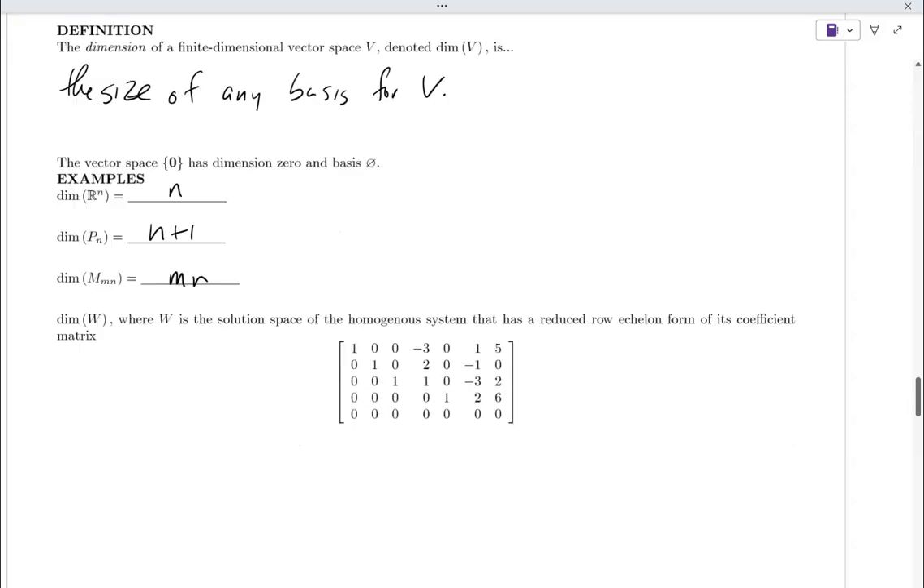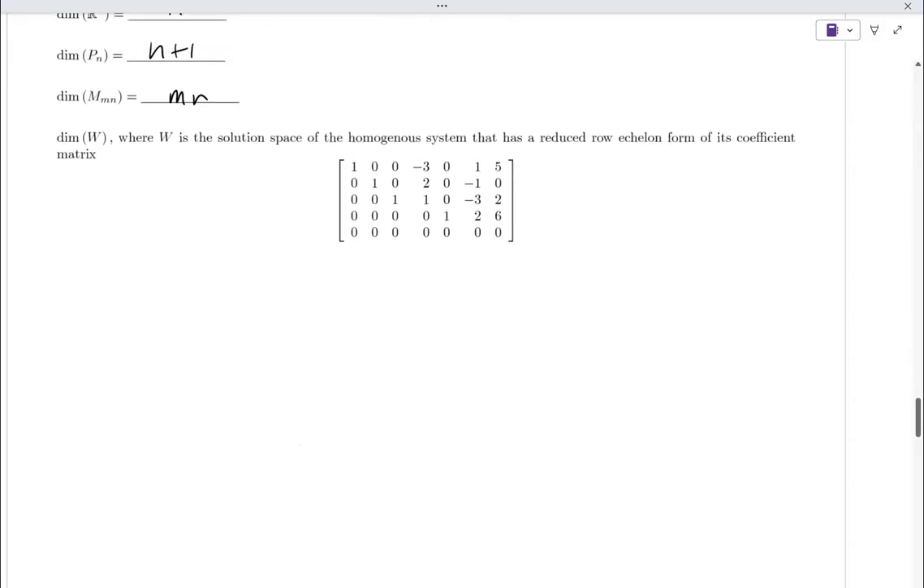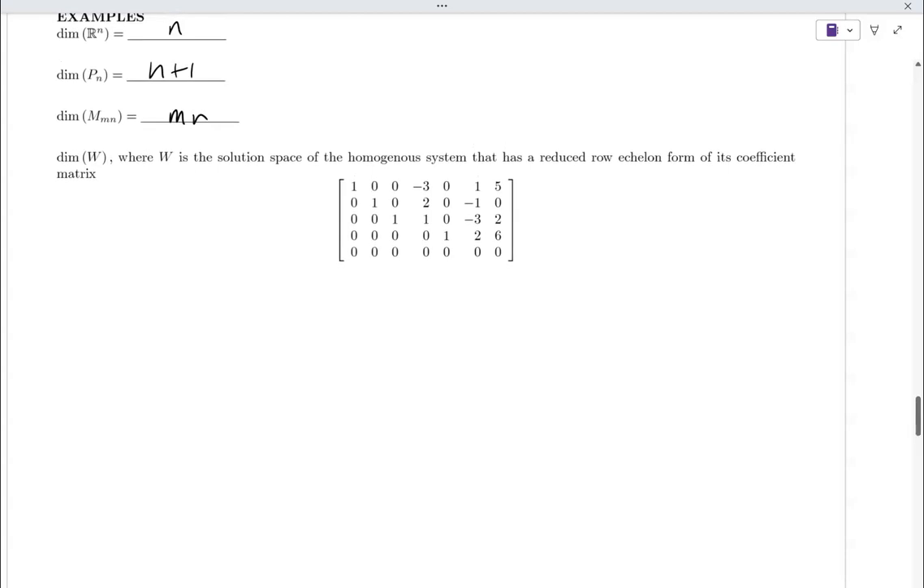All right. How about this next example here? It says, what's the dimension of the subspace, or the solution space if you will, of the homogeneous system associated with this matrix? That seems like it got a lot more complicated. But it's not that bad. If you were trying to write down the set of all solutions to the associated homogeneous system for this matrix in reduced row echelon form, what would you look for first?